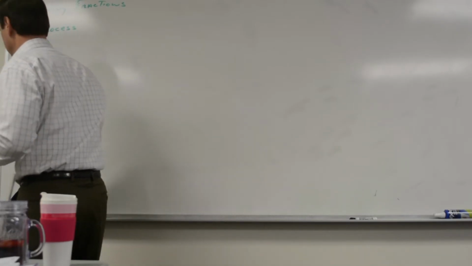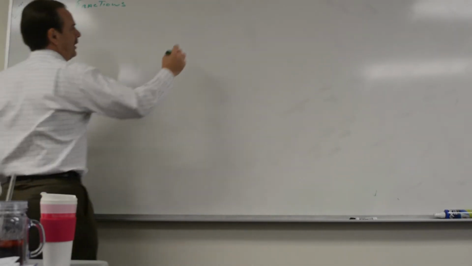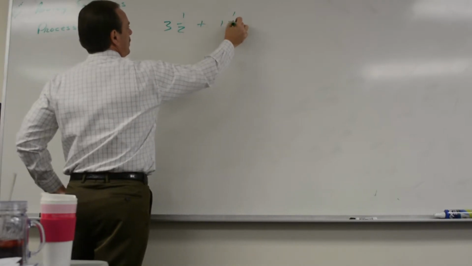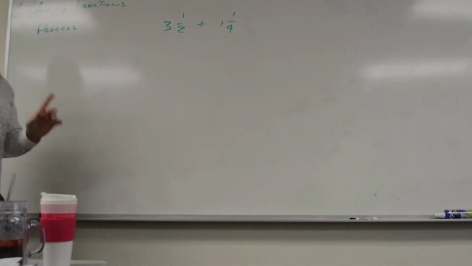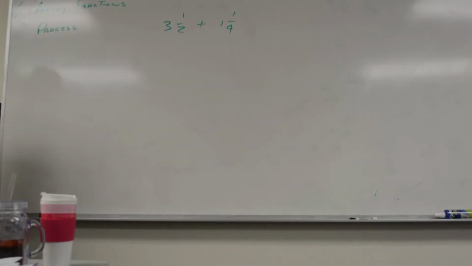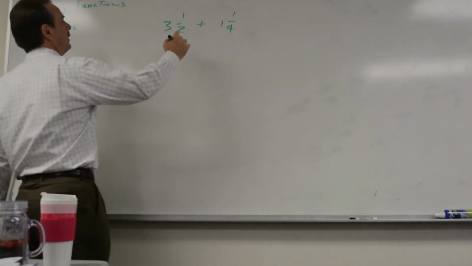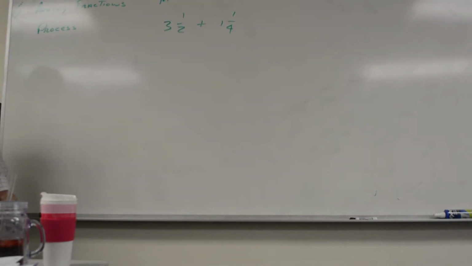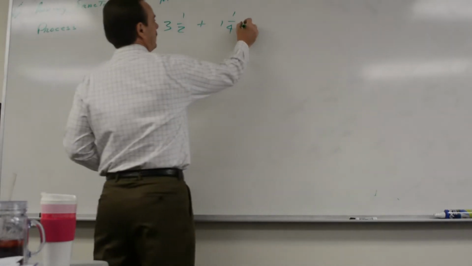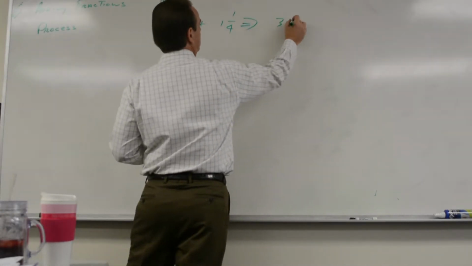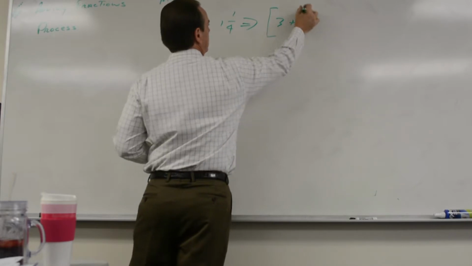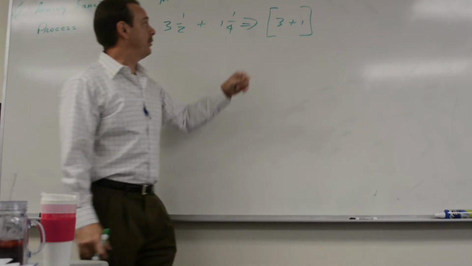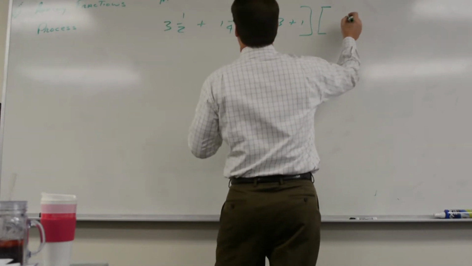Let's start out easy. Let's say we have 3 1/2 plus 1 1/4. There's 2 methods we could do this. I'm going to call this method 1. We could change this to 3 plus 1. That handles the whole number portion. And then we could do the fractional portion.